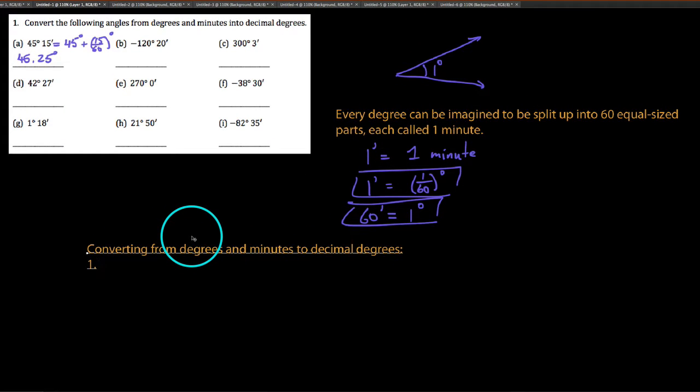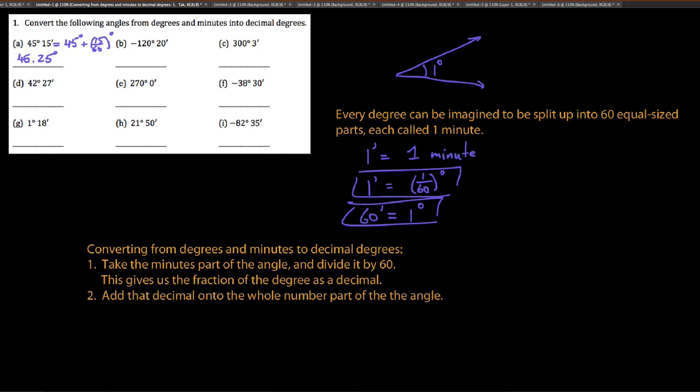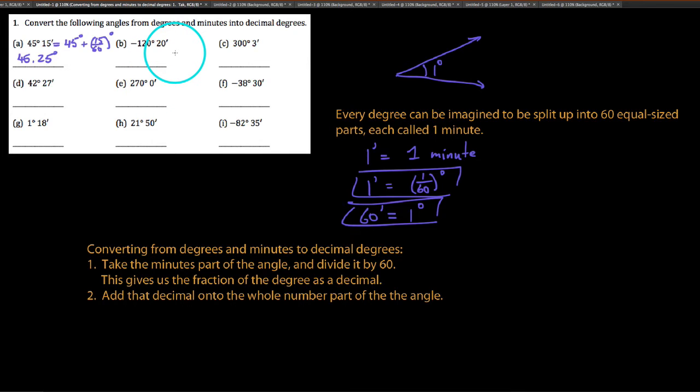So what we're going to do is this. We're going to take the minutes part of the angle and divide it by 60. This gives us the fraction of the degree as a decimal. And then what we're going to do is add that decimal onto the whole number part of the angle. So in other words, what we're going to be doing on all of these that have minutes is really converting them back into decimal degrees just by taking the number of minutes and dividing by 60.